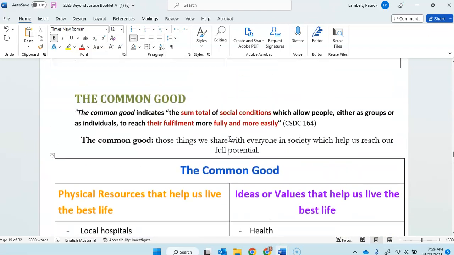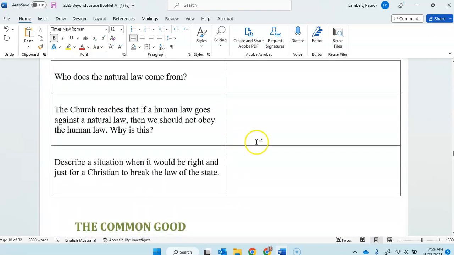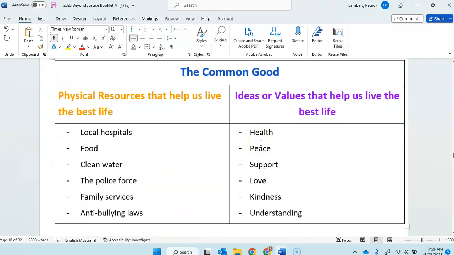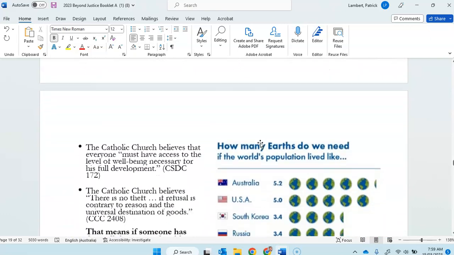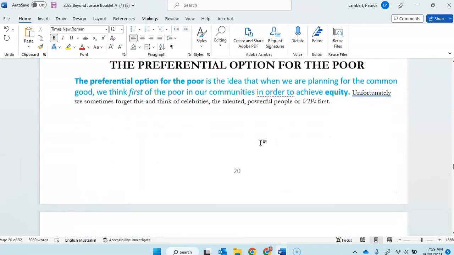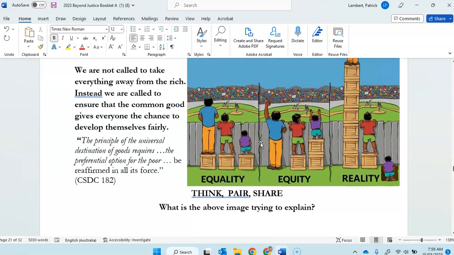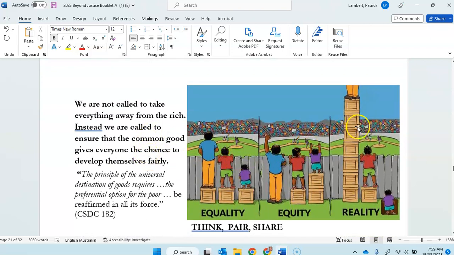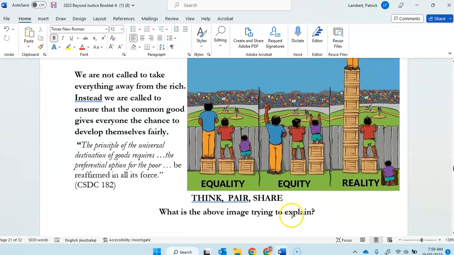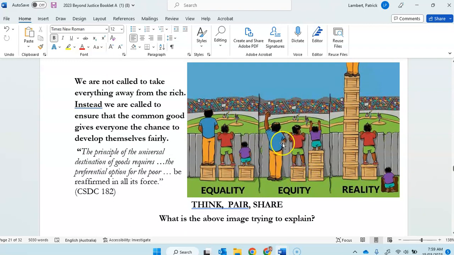You should have completed the idea of the common good and have these answers filled in your booklet, and we're coming through this universal destination of goods and the preferential option for the poor. Now, this is an interesting one here. Equality, giving everyone the same thing, is not real equality. Equity means you can all see.